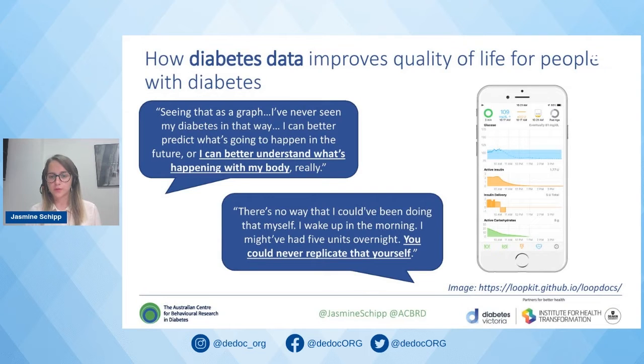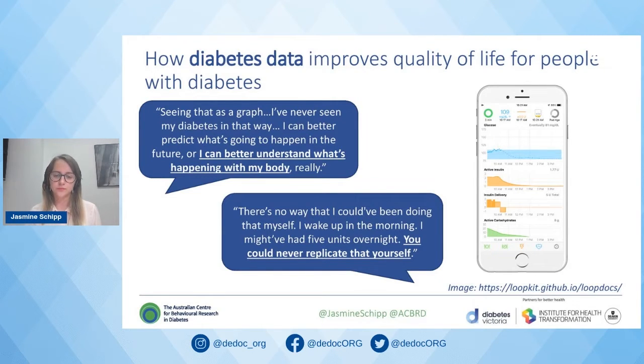So when you're looping, people can have a system that looks like this, where they have all these great, easy to read visualizing graphs that can show things like current and predicted glucose levels, active insulin, insulin delivery, and active carbohydrates. And when data is presented in this really easy to understand way, people said that it helped them to understand themselves better, to understand their glucose levels and their diabetes better. For example, this person said, "Seeing that as a graph, I've never seen my diabetes in that way. I can better predict what's going to happen in the future, or I can better understand what's happening with my body, really."